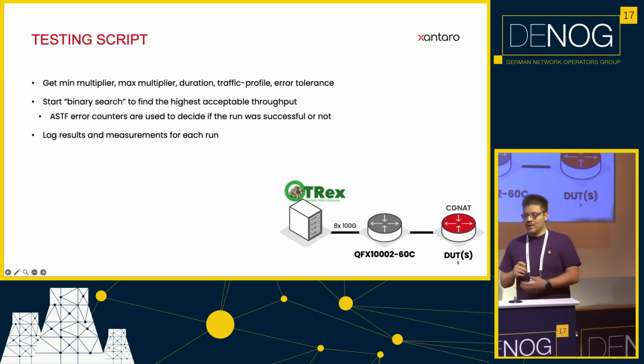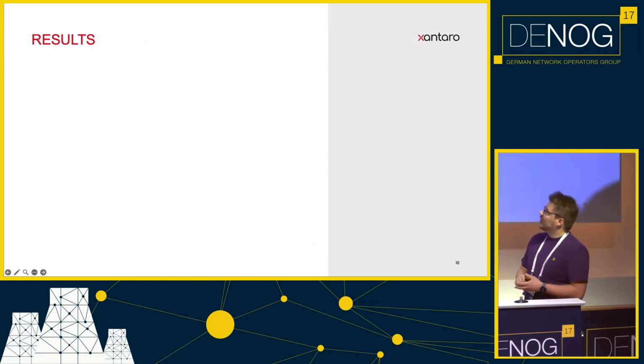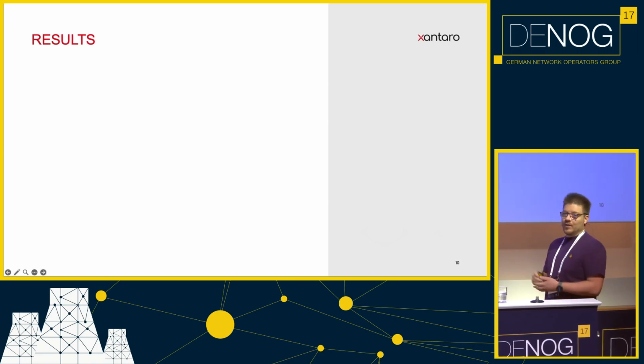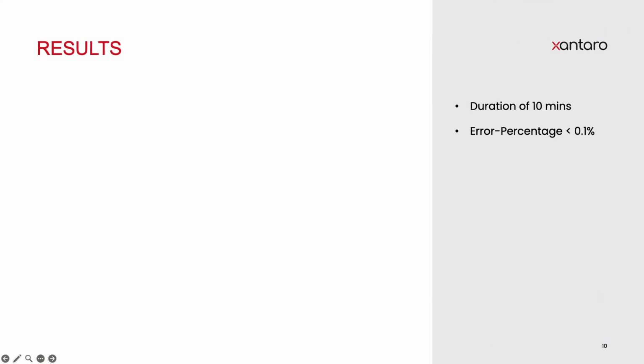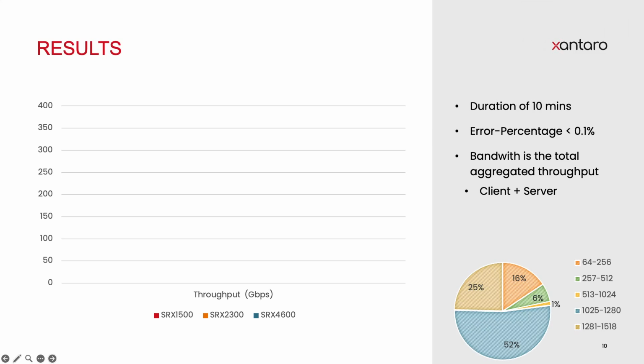Okay. Of course, I did some testing for 3 Juniper devices, and I brought some results. The tests here were done with a duration for each iteration of 10 minutes, and an error percentage of 0.1%. Keep in mind, the throughput that you see here is an aggregate of client and server-side traffic, and the traffic pattern is quite heavy on large packets.